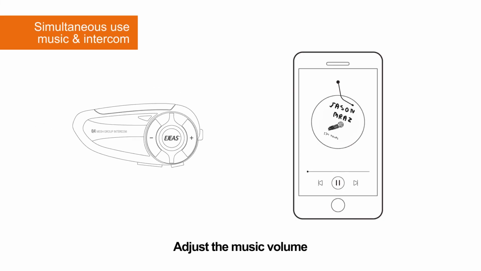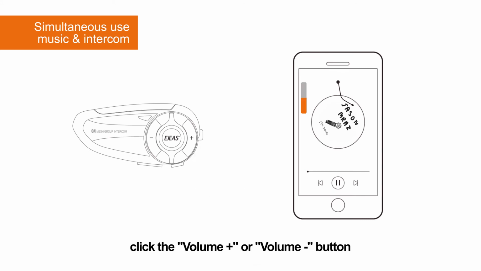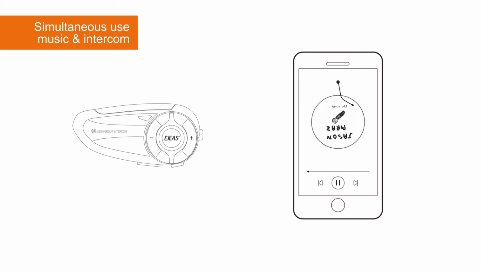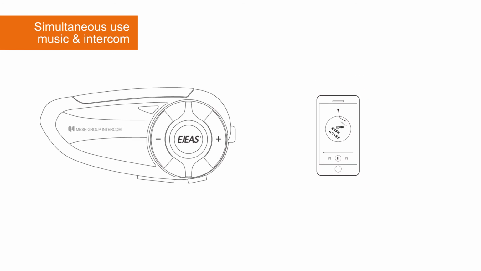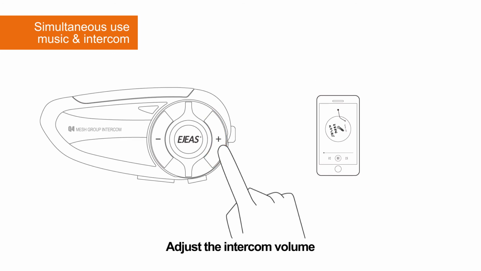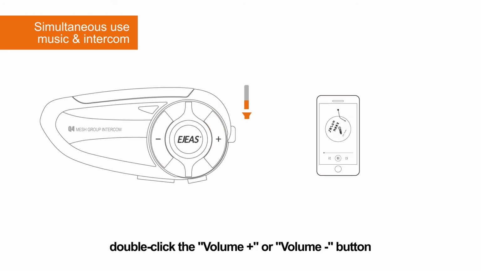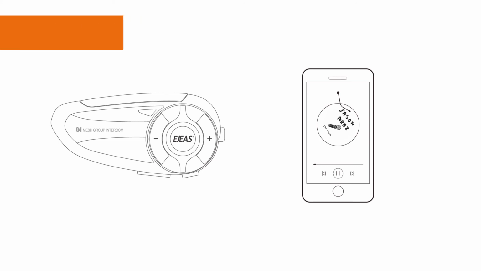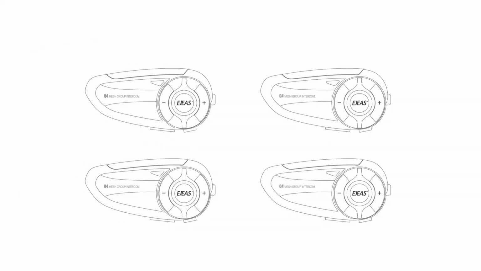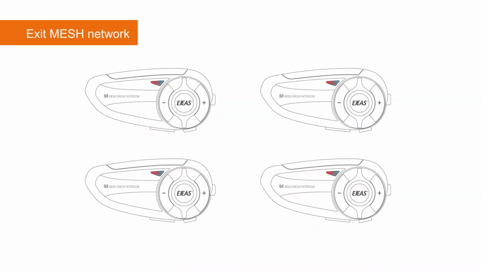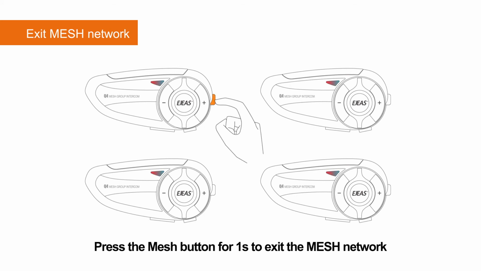Adjust the music volume. Click the Volume Up or Volume Down buttons. Adjust the intercom volume. Double-click the Volume Up or Volume Down button. Press the mesh button for 1 second to exit the mesh network.